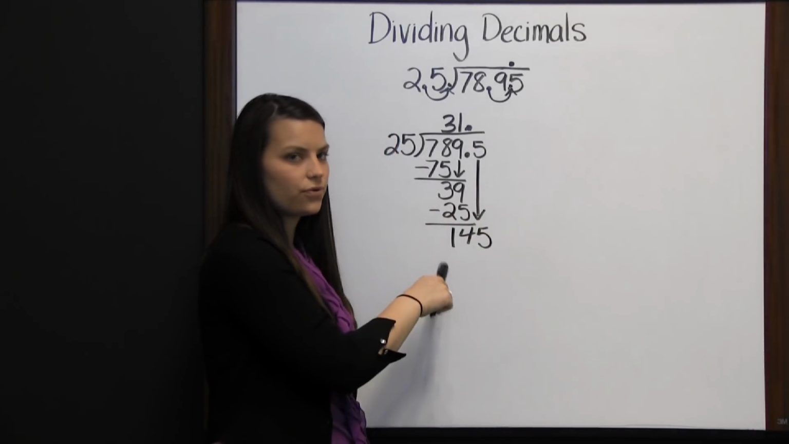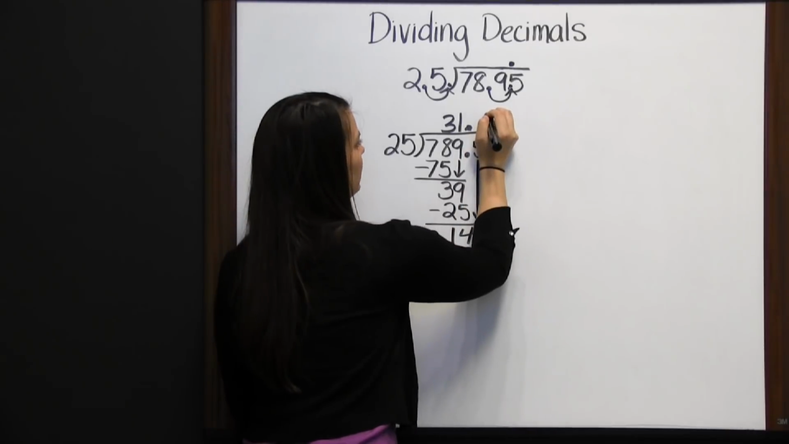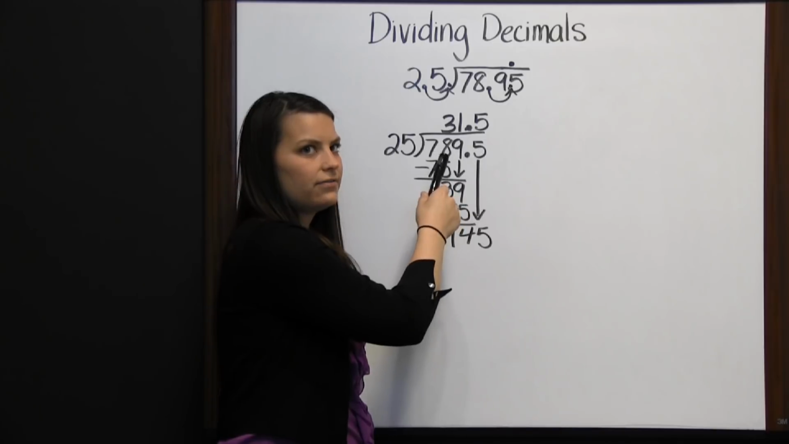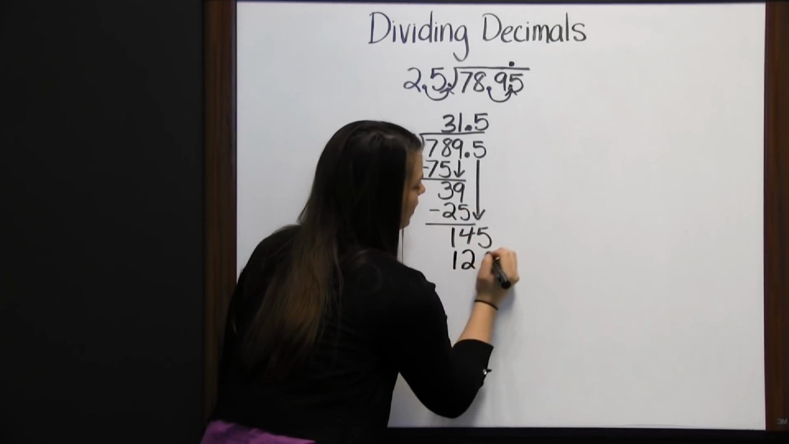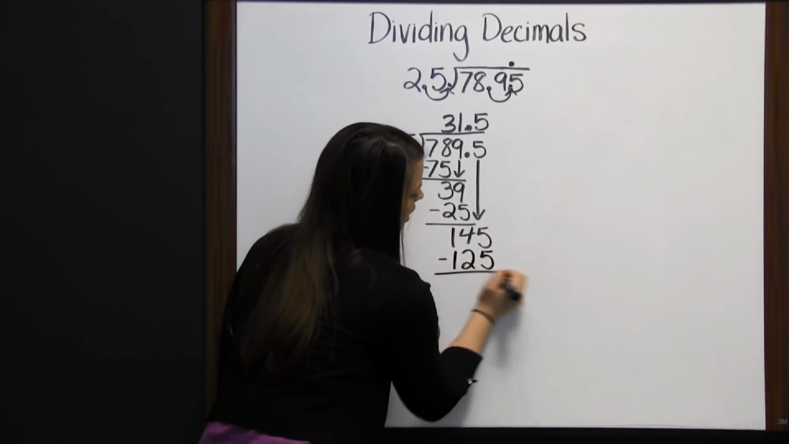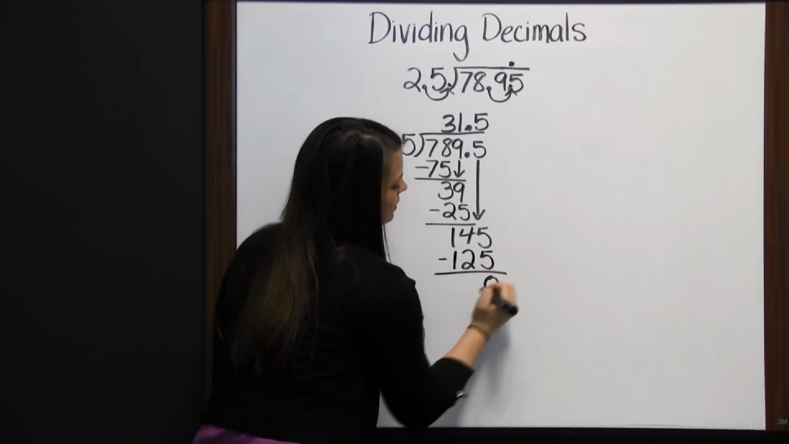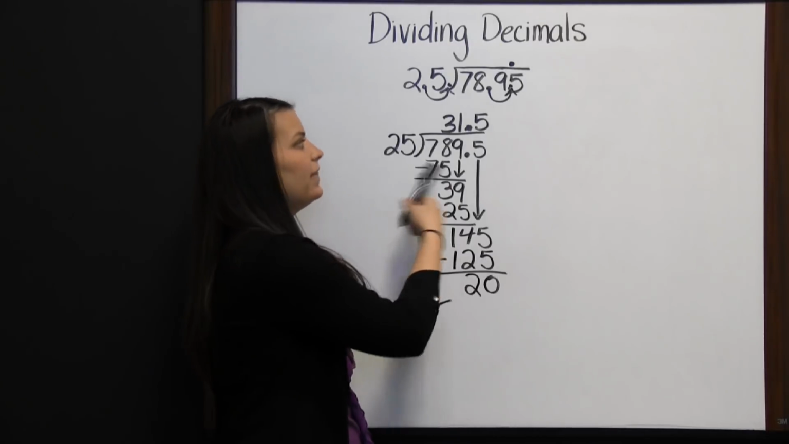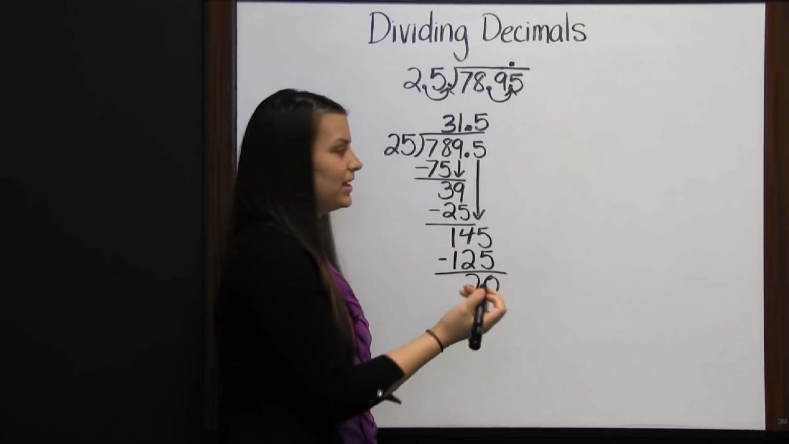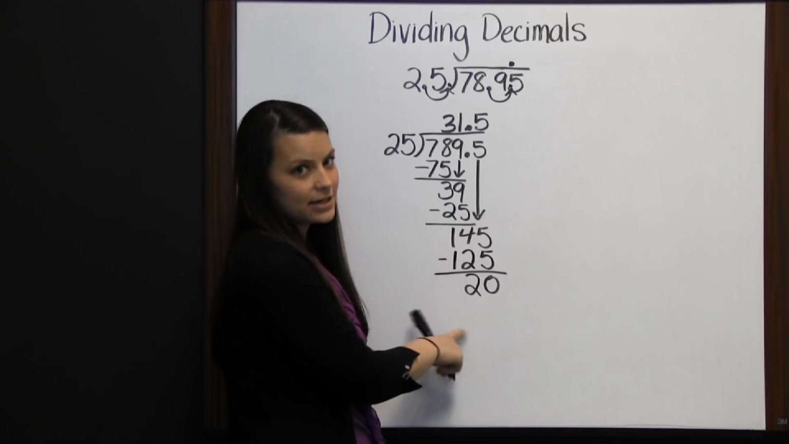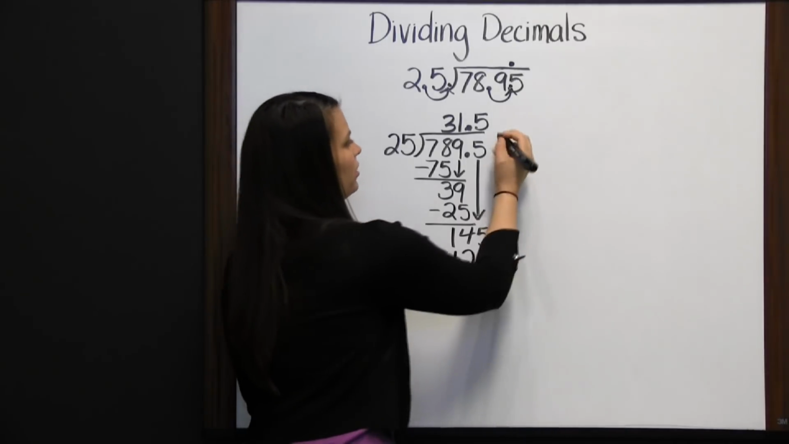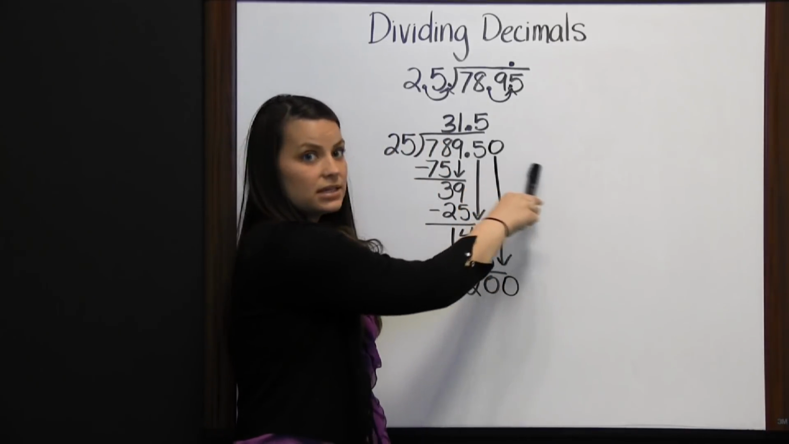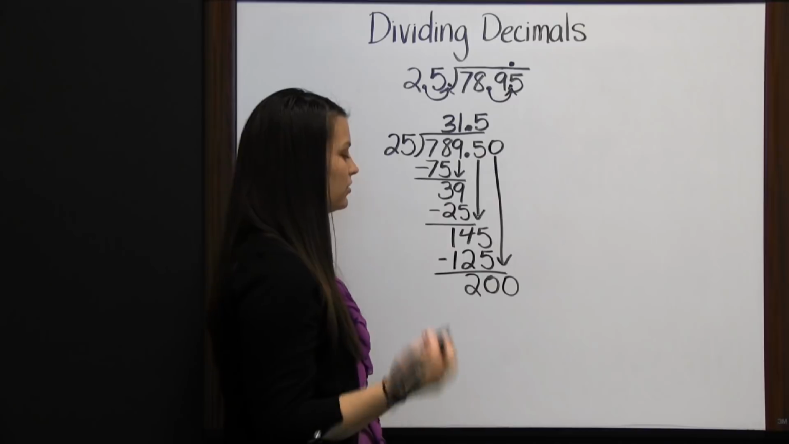25 goes into 145 5 times. 25 times 5 is 125. Then we subtract. 5 minus 5 is 0. 4 minus 2 is 2. And then we have to add on a 0 so that we can continue. Since our remainder isn't 0, we still have 20 here. We need to add on a 0 to bring down, because we can add as many zeros after our decimal place as we like without changing the number.